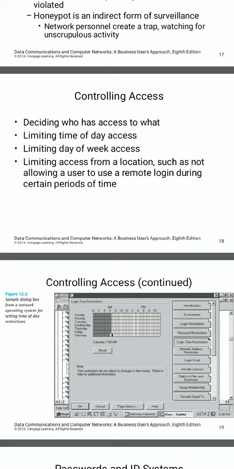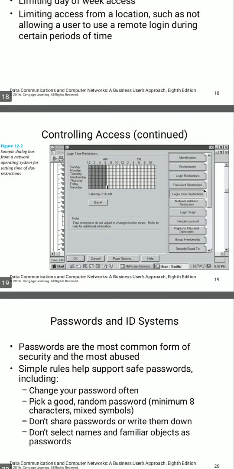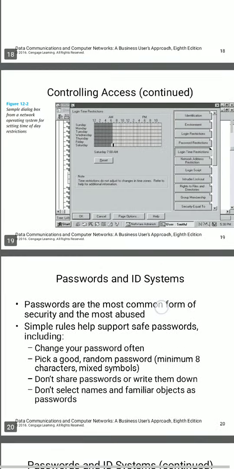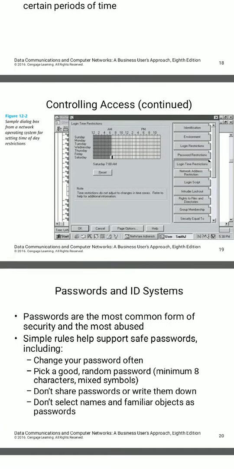Actually, the access rights are defined by the Chief Information Officer, CIO. Probably you have heard about the CEO, Chief Executive Officer, but this is the Chief Information Officer. They often work together to decide how the company should be broken up into information access groups. As you see from figure 12.2, it's a sample dialog box from a network operating system, probably NetWare, yes.